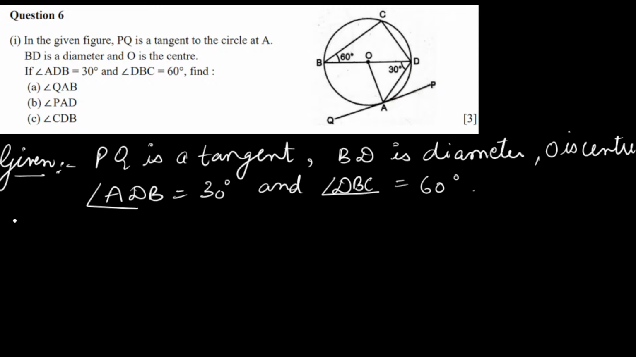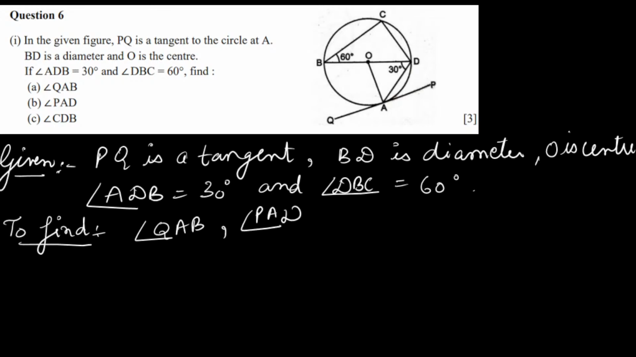Now what we have to find, that also we have to write. In the exam, try to follow the same pattern. To find: first of all, angle QAB. Angle PAD we have to find. And we have to find angle CDB. I'll highlight QAB here. QAB we have to find, but here we don't have any BA line.